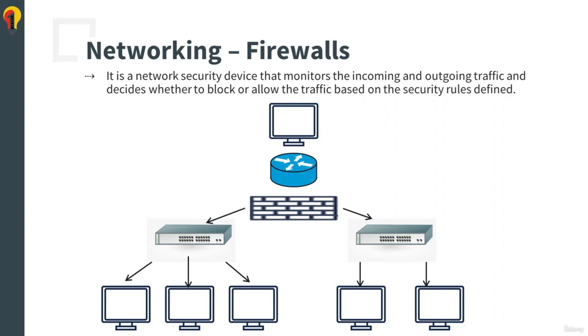In the previous diagram, the router transfers the packets to switches. But now, the firewall is introduced. The firewall will decide whether to block or allow the traffic based on the defined rules. If it decides to allow, the traffic is sent to the switches, and the switch will know to which computer the request or the traffic needs to be sent.